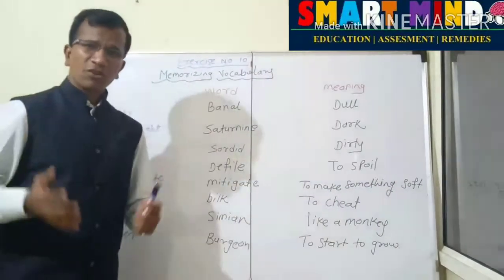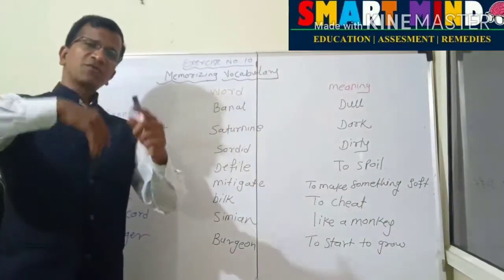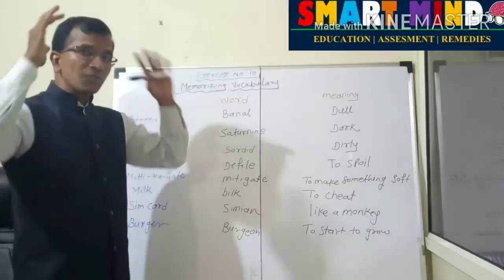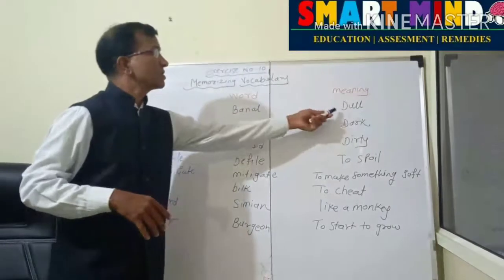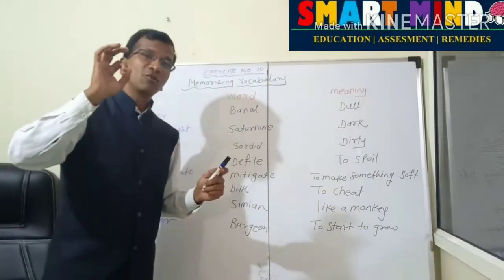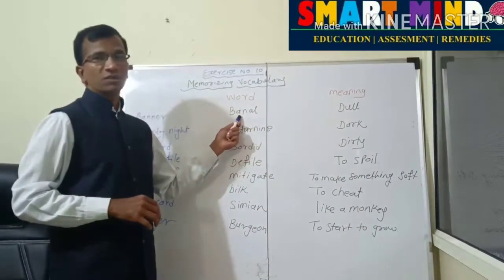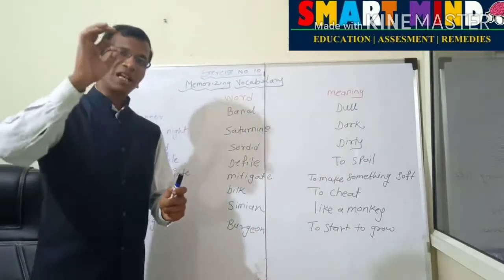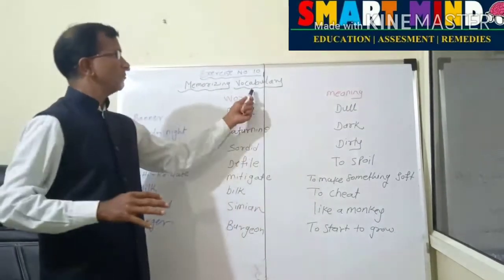But we are not a computer, okay? After a few days, you will totally forget it. What does dull mean? Which is the critical word? We will forget this word. This word you have to remember throughout life, and that is called vocabulary.